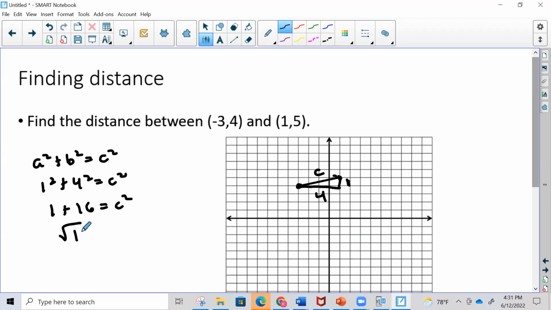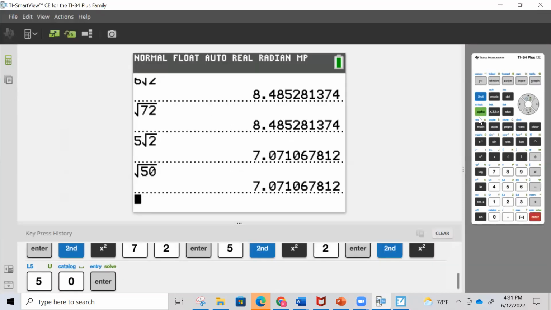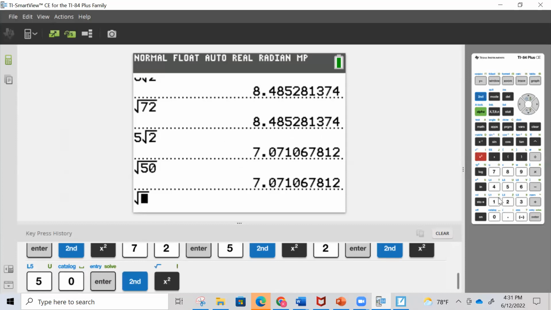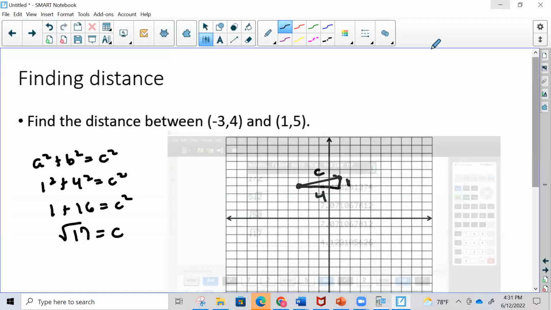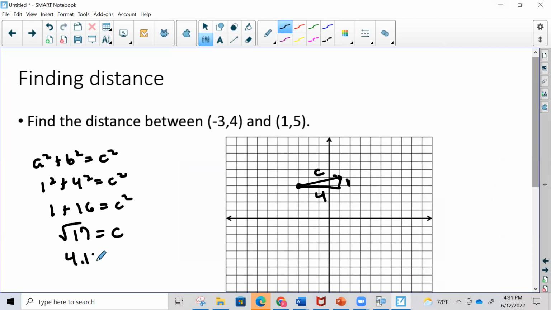Okay, and then I get the square root of 17. There's no perfect squares that go into this, so that would be the answer. Or you would find the square root of 17 in your calculator. So the square root of 17 is 4.123. So this would just be the simplest radical form for this one.